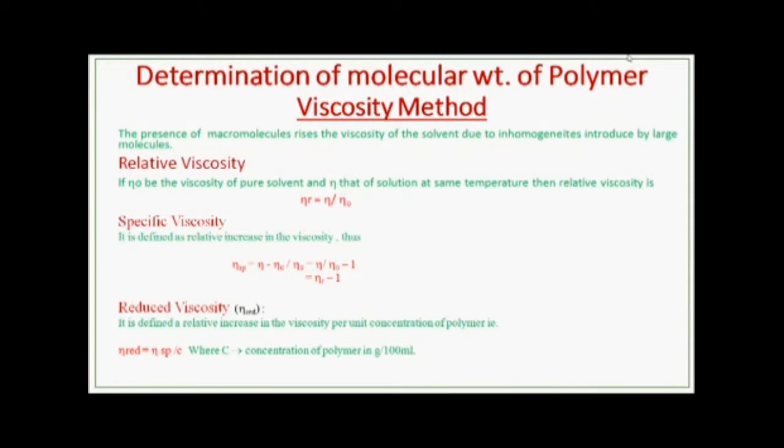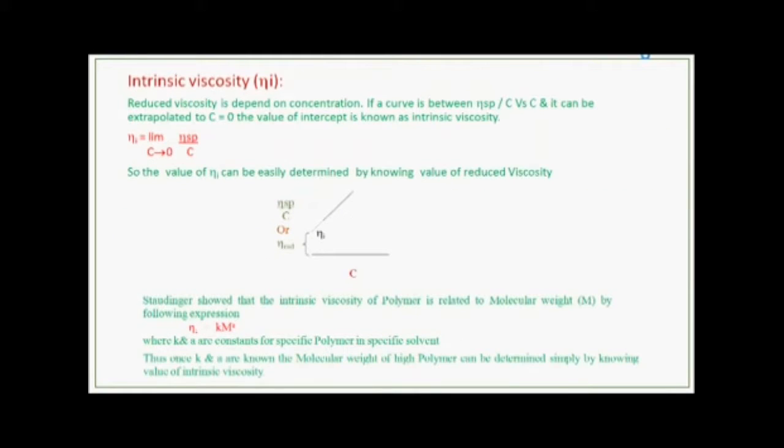Then reduced viscosity. It is defined as relative increase in viscosity per unit concentration of polymer. That means eta reduced is equal to eta Sp divided by C, where C is concentration of polymer in gram per 100 ml.